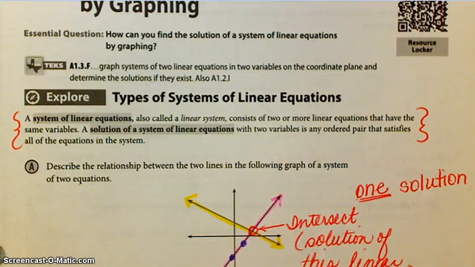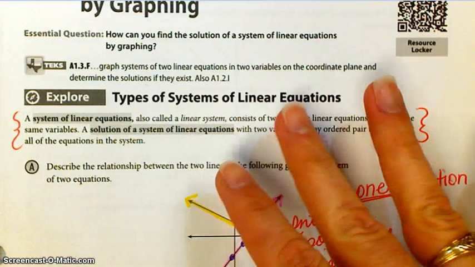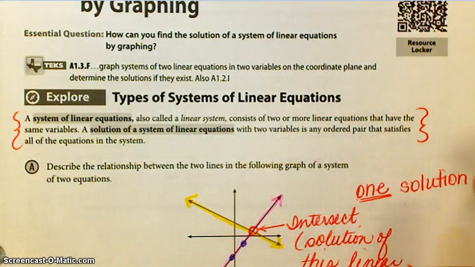So first of all, a system of linear equations, which is also known as a linear system, consists of two or more linear equations that have the same variables. Typically, for what we're going to do as Algebra 1 students, I don't think we're going to run into any linear systems with more than two linear equations, but you could have a linear system with more than two equations. A solution of a system of linear equations with two variables is any ordered pair that satisfies all of the equations in that system.